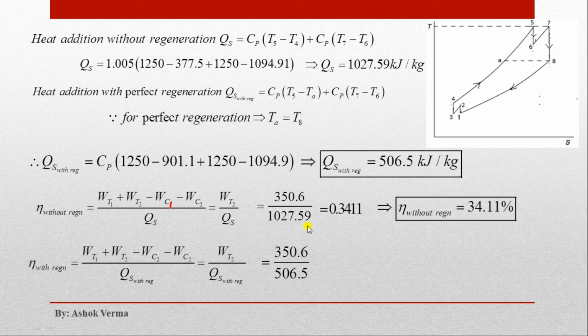But you will see there is a change in the heat supply. The heat supply will be more without regeneration, and it will be lesser if you use the regenerator. So the efficiency will be 0.6922, or the efficiency of the cycle with regeneration is 69.22%. So you can compare here that the efficiency of the cycle is increasing with the use of the regenerator, but there is no change in the net work output.